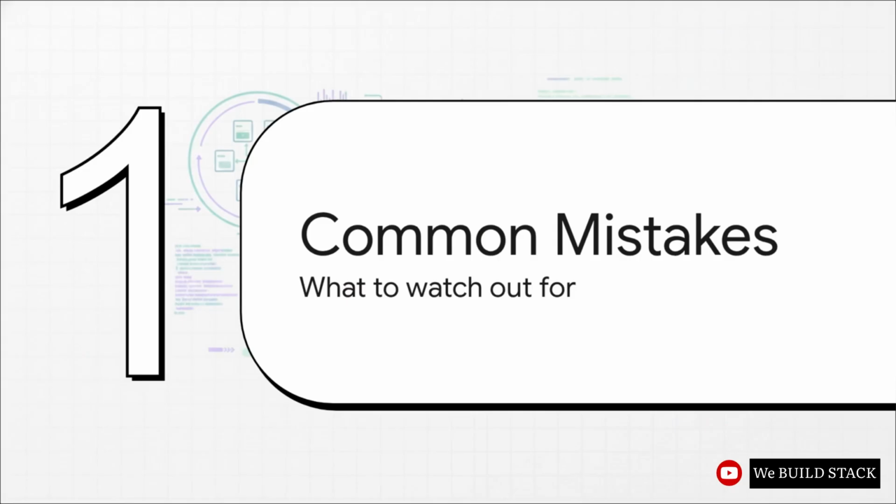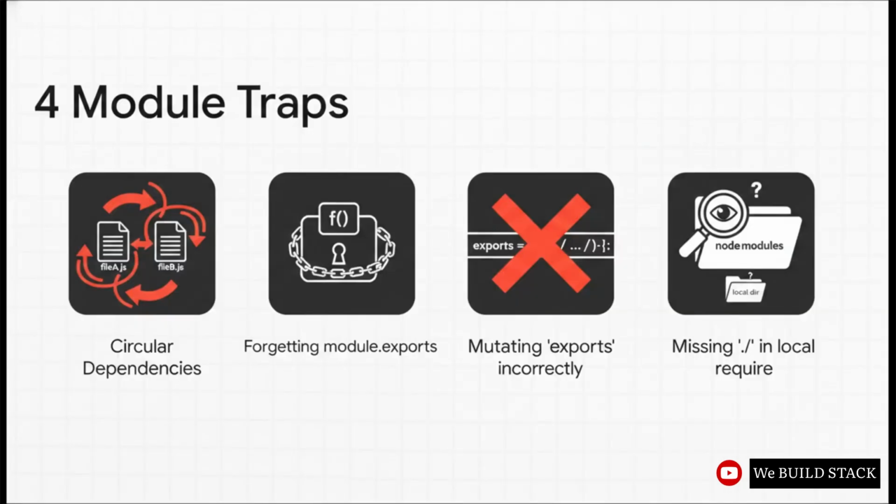All right, before we wrap up, let's look at 4 common module mistakes. These are the classic traps you definitely want to watch out for. Mistake number 1, circular dependencies. This is where file A requires file B, but file B requires file A. It creates these awful, silent, hard-to-trace bugs. Second trap, simply forgetting to actually export your function.